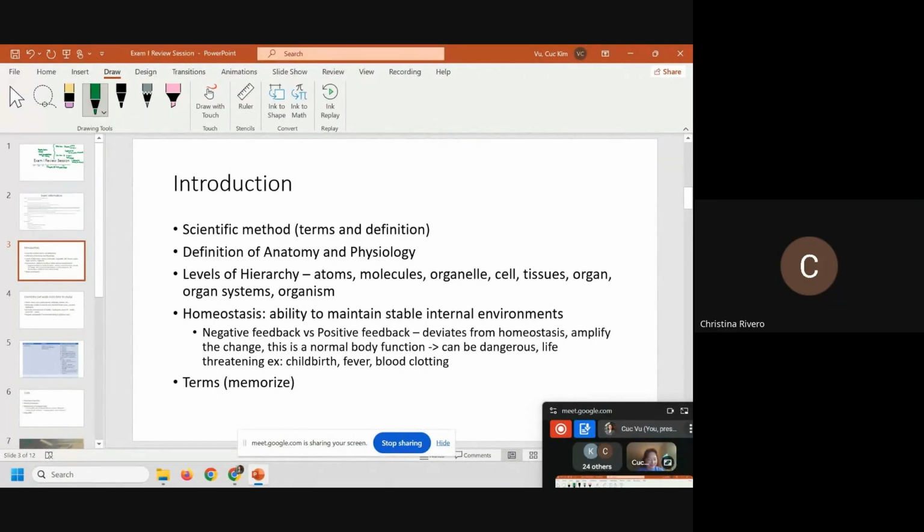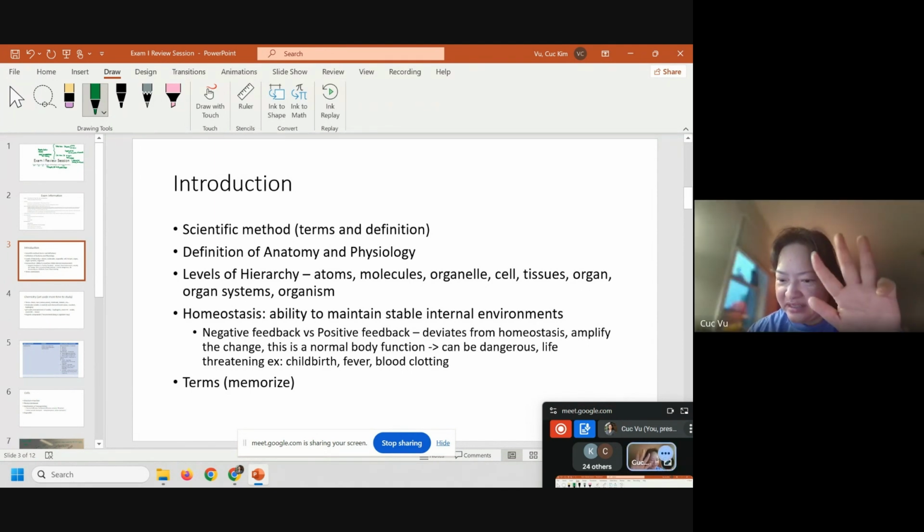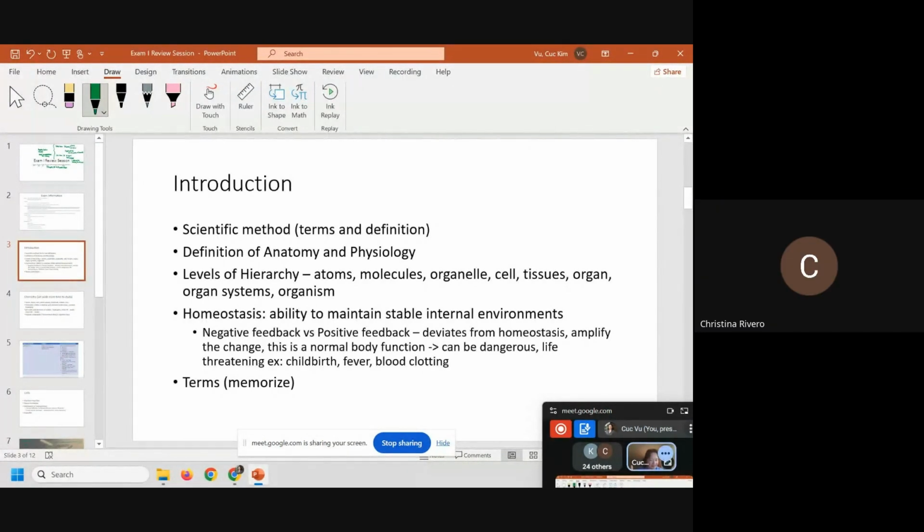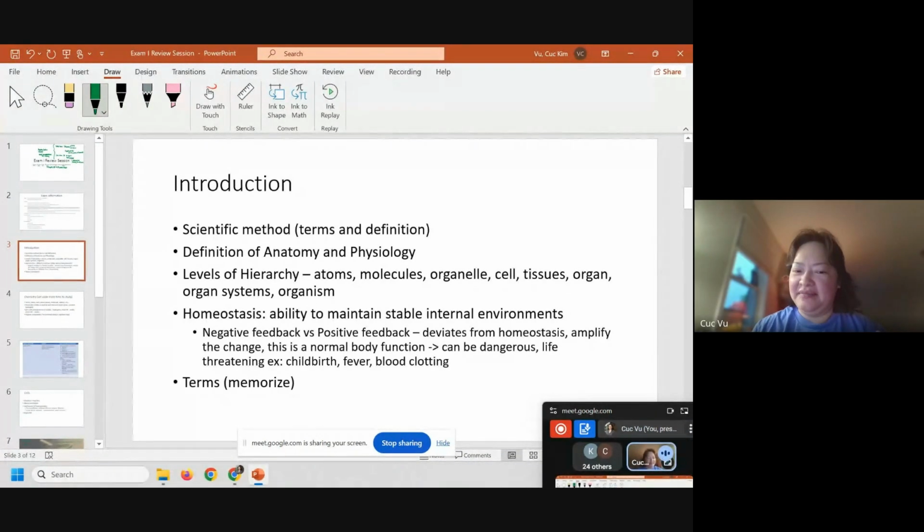Remember it by something bad kind of happening, and then the body responds. With positive feedback you have something like giving birth, something is helping you give birth, so that's positive. But negative is like if you have a high or low blood sugar, something is going against that to make it go back to normal levels. Yep. So which one of those four that I said would be an example of that? The blood pressure. Yes, exactly.